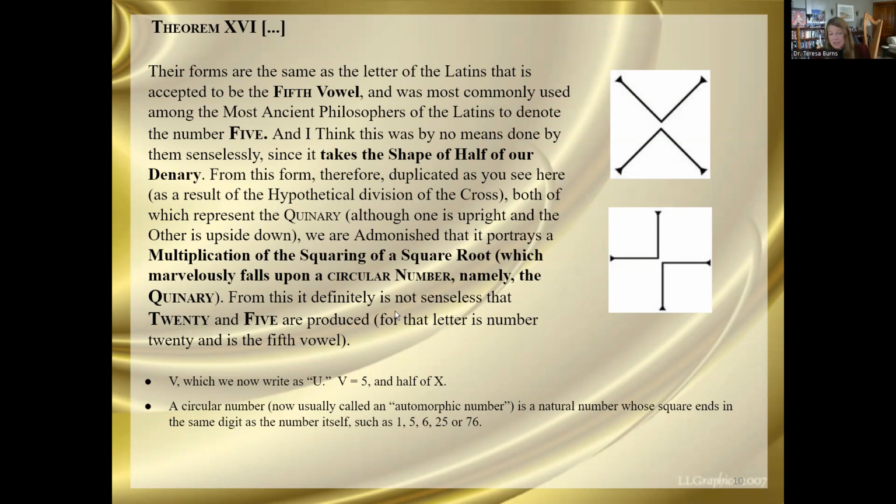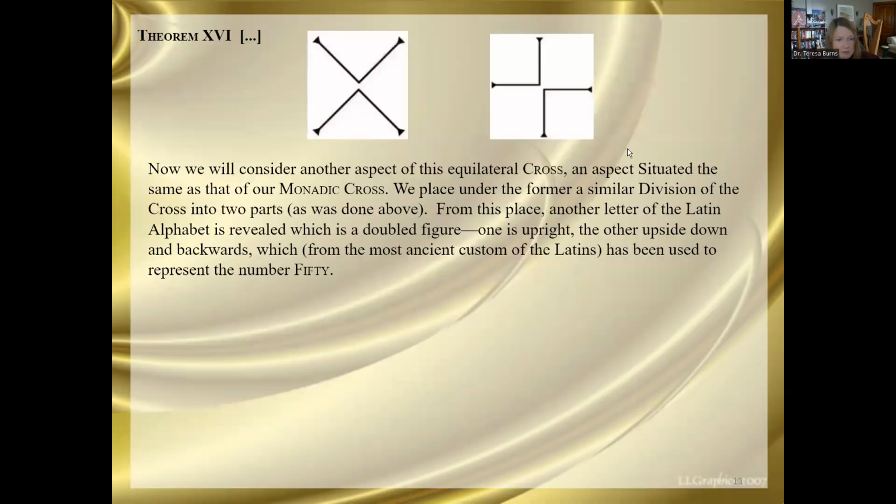He says, from this, it definitely is not senseless that 20 and 5 are produced, or that letter is number 20 and is the fifth vowel. In other words, 5 squared is 25, or XXV. And so each X has 2 V's. So XXV has 5 V's if you split each X in XXV into 2 V's. That's all he's talking about there. So we can continue into the rest of this paragraph.